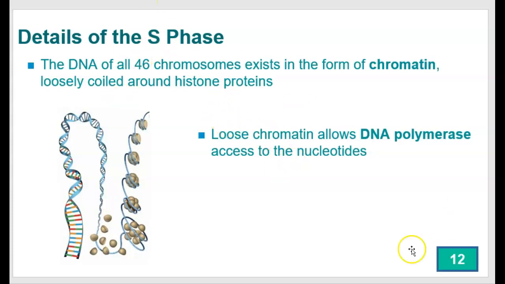So first I should tell you that the DNA exists in a form called chromatin, and that means that it's loosely coiled. It's not tightly coiled, and that is so DNA polymerase has access to this base sequence on the interior of the chromosome. If it were tightly wound up, DNA polymerase wouldn't fit in there.